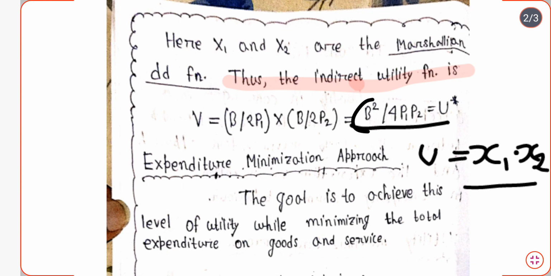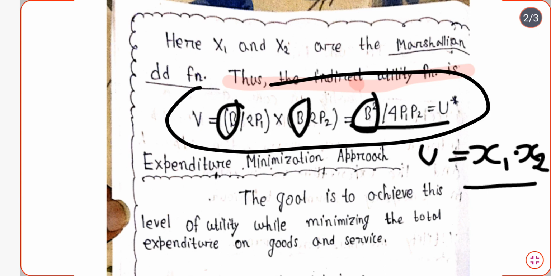This is not b square, this is supposed to be m square, and this is also supposed to be m and m. Now this is called the indirect utility function. Now I am going to tell you about the indirect utility function's definition. What is the indirect utility function?